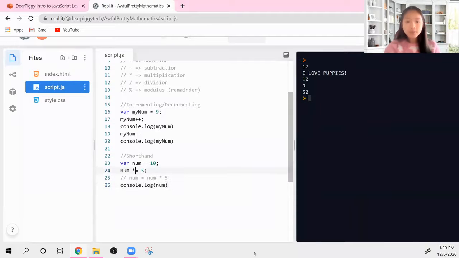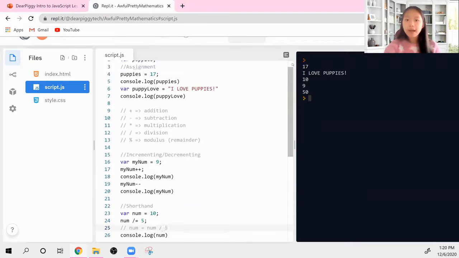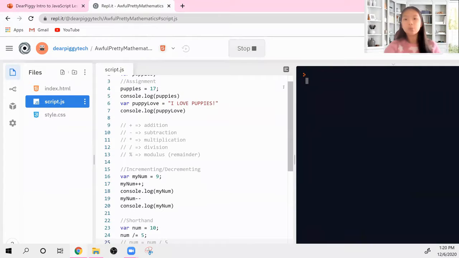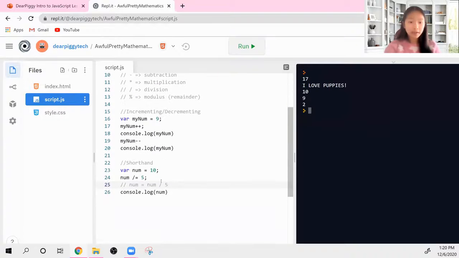So last but not least, we have slash equals 5, which is num divided by 5. And from that, we know that 10 divided by 5 equals 2. So that is the shorthand. With numbers, it is pretty easy, right?